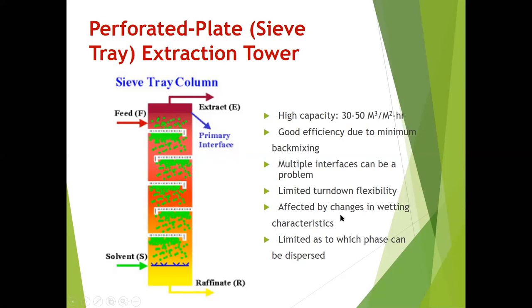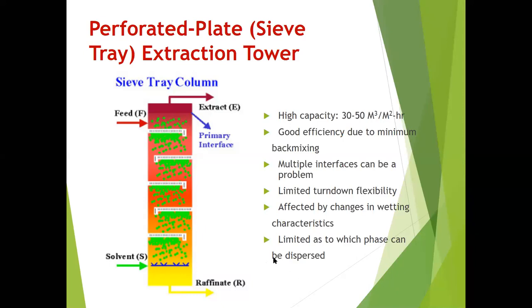Now, it is affected by changes in wetting characteristics. So its efficiency or performance is affected by changes in wetting characteristics. The capacity, that is of the solvent that is dispersed upwards countercurrent against the liquid that flows down, is such that the feed flowing countercurrent to it is completely wetted by this particular solvent, which is also a liquid. It is limited as to which phase can be dispersed.